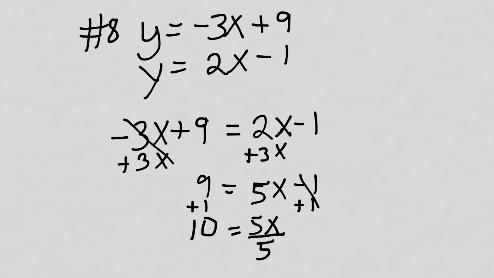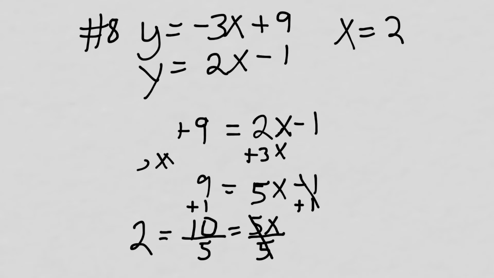I've got 5 times x. The way to break that up is to do the opposite, divide by 5. If I do that, 10 divided by 5 is 2. So I've got x equals 2. I'm going to put this up here. And again, stop and do a little bit of erasing.